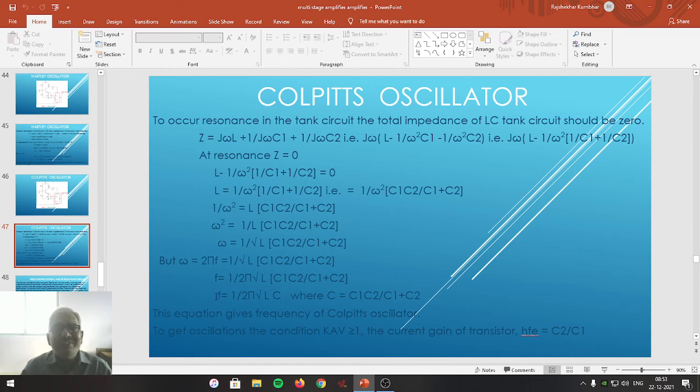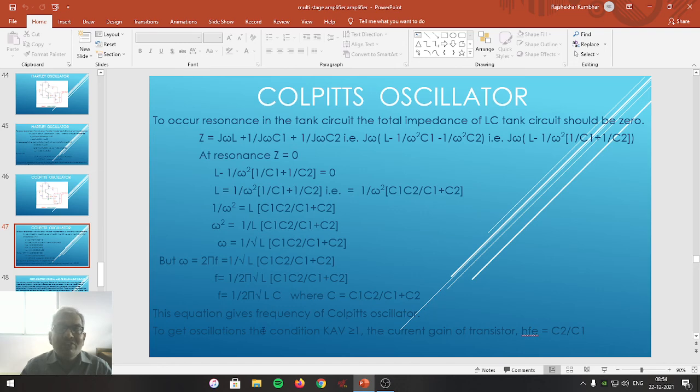Friends, this is the equation that represents the frequency of the Colpitts oscillator. That clearly indicates that frequency depends upon the inductance L and the capacitors C1 and C2. That's why the inductance and capacitors C1 and C2 used in the tank circuit act as the frequency deciding components.